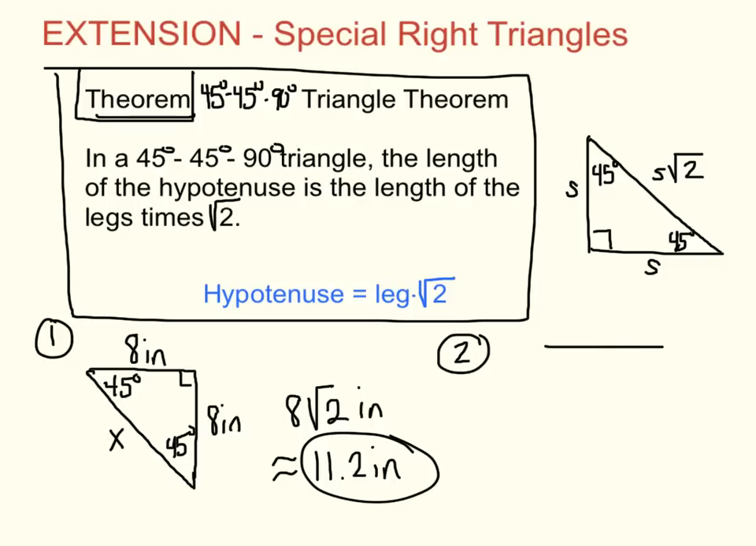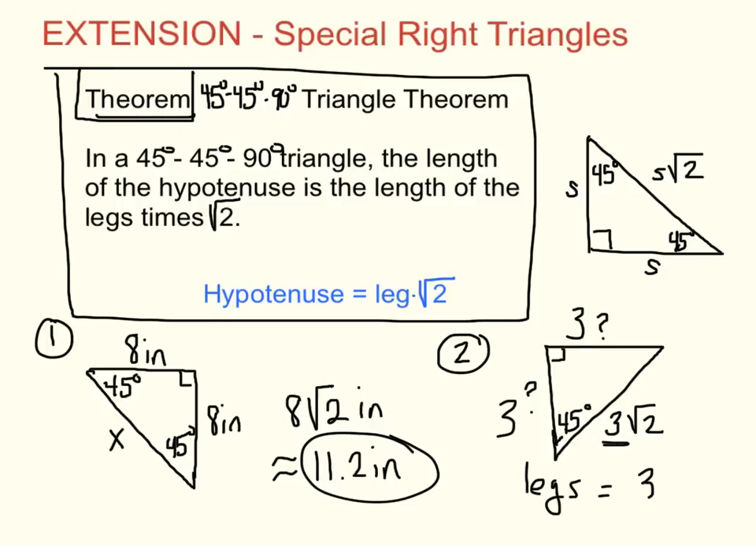All right, let's draw another one. A 45-45-90 degree triangle. And let's say that the hypotenuse is 3 times the square root of 2. I want you to find both legs. What do you think the legs would be? Well, if the hypotenuse is the leg multiplied by the square root of 2, that means that's the leg. So the legs here are each going to be 3. And let's say I put a label of feet on the end, then the legs would be each 3 feet. So that would be a 45-45-90 degree triangle.